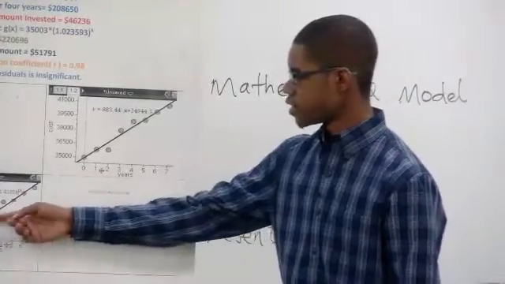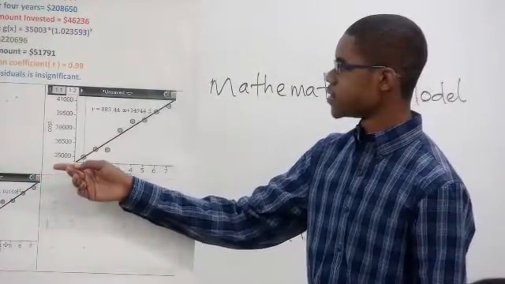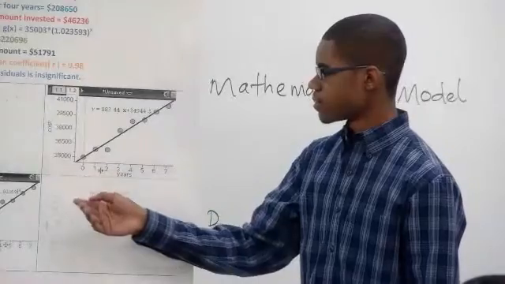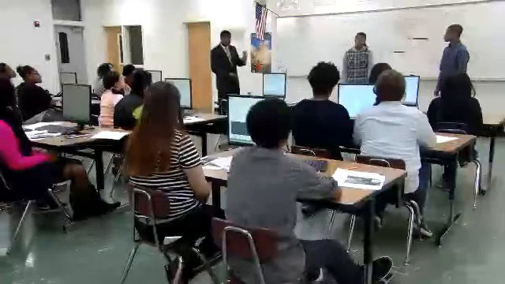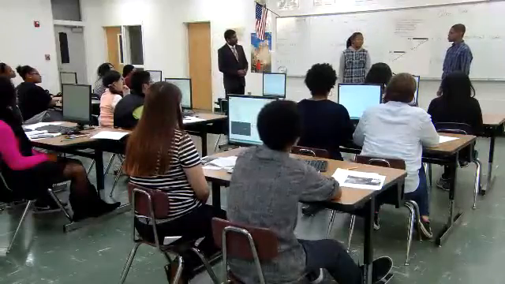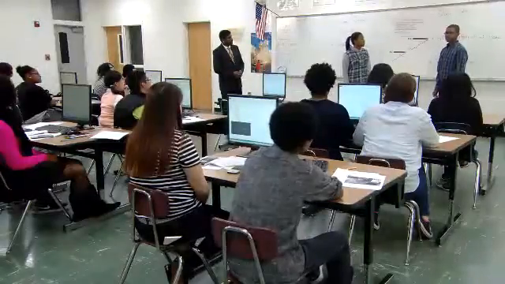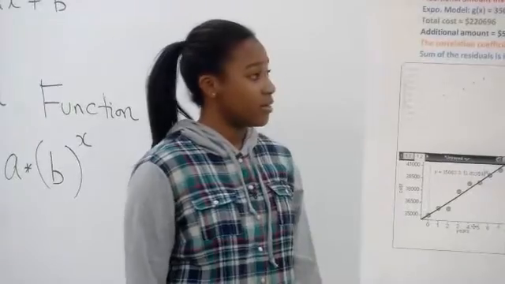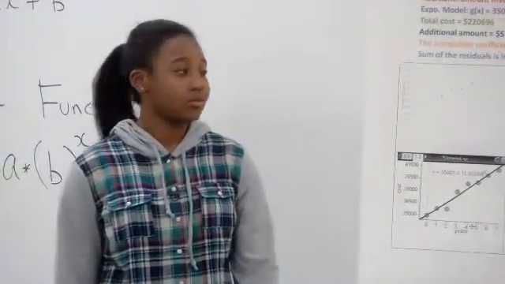This is the regression line. As my partner just said, the correlation coefficient is 0.98. It's a strong positive correlation. We then created 2 residual plots, the exponential and the linear residual plot. The sum of the residuals is significant, which means that it's close to 0.